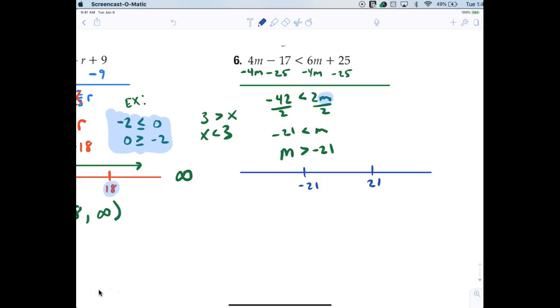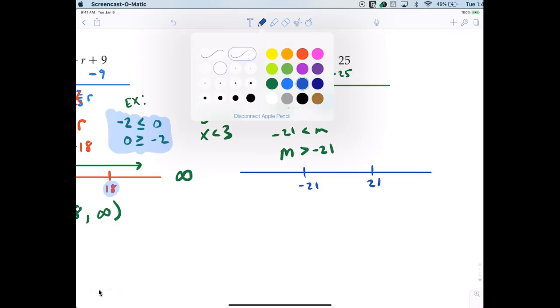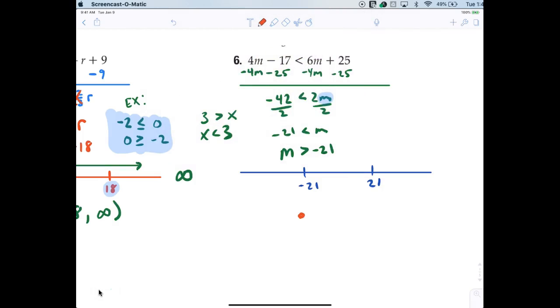In other words, let me try to show you something. Let's see if I can draw a good enough picture. Does everybody agree? All of these numbers are greater than negative 21. Does everybody agree with that? All right. So is that still greater than negative 21? Can I get closer? I can always get closer. There is no first number greater than negative 21.